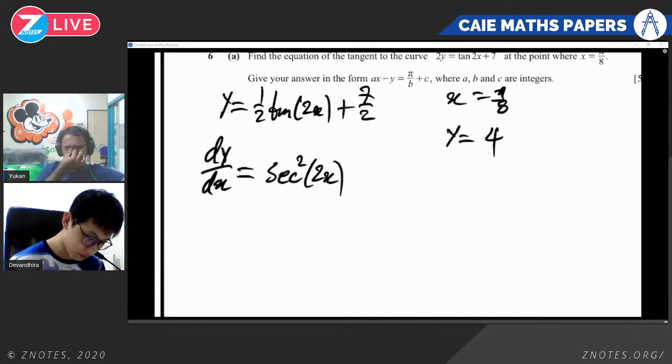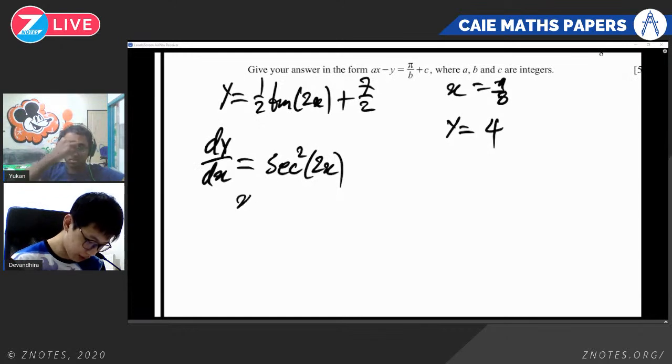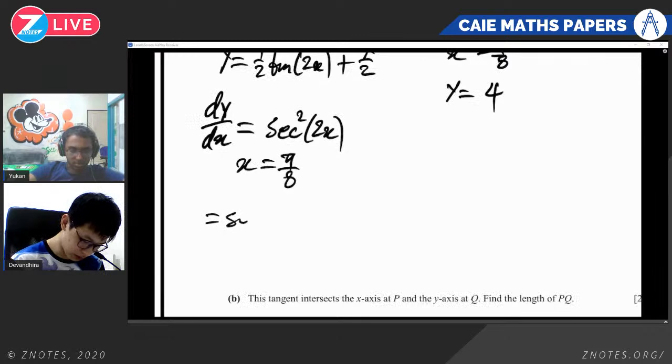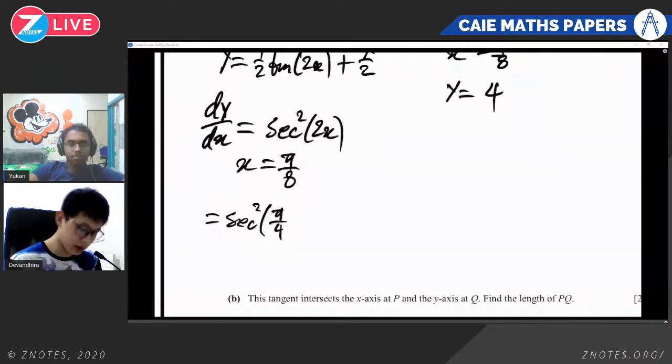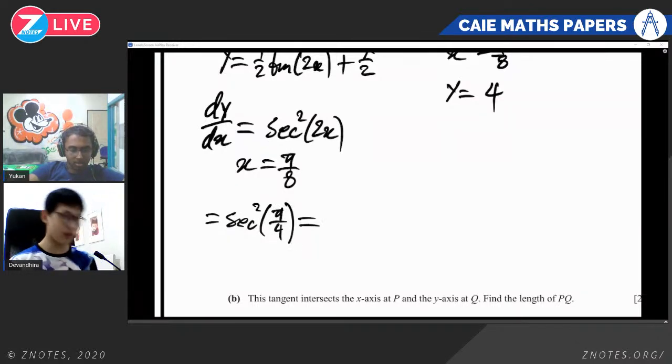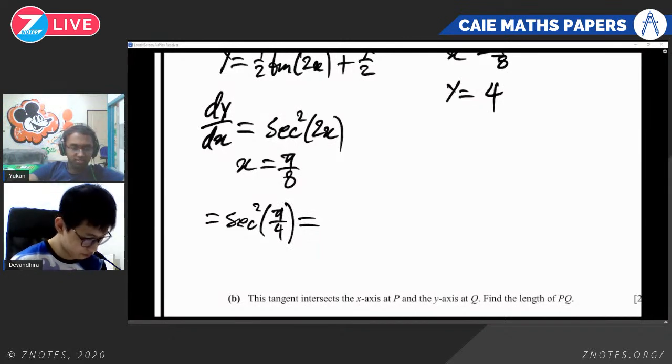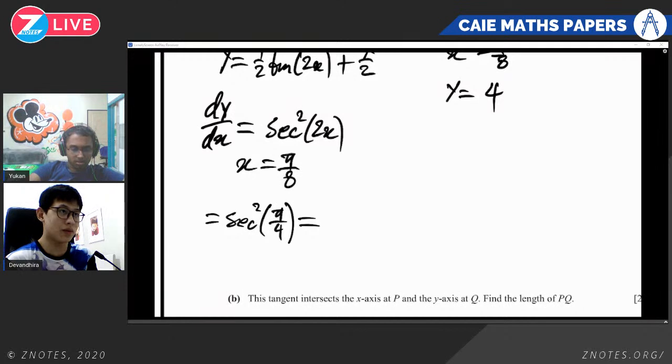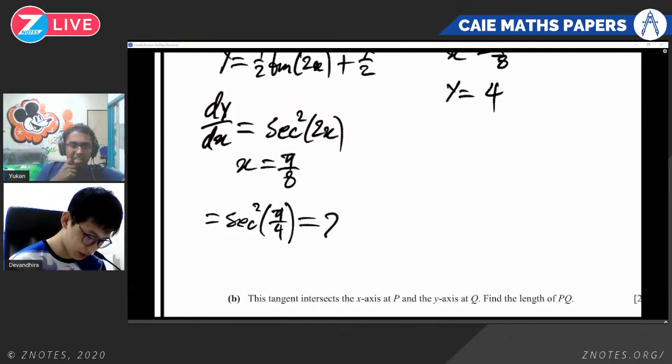Okay. So let's find the gradient. We have to evaluate when x is pi over 8. We have sec squared of pi over 4. 2 times pi over 8 is just pi over 4, sorry. So that's 1 over cos pi over 4, all squared. Is it 2? Yeah, should be 2. Okay, it's 2.